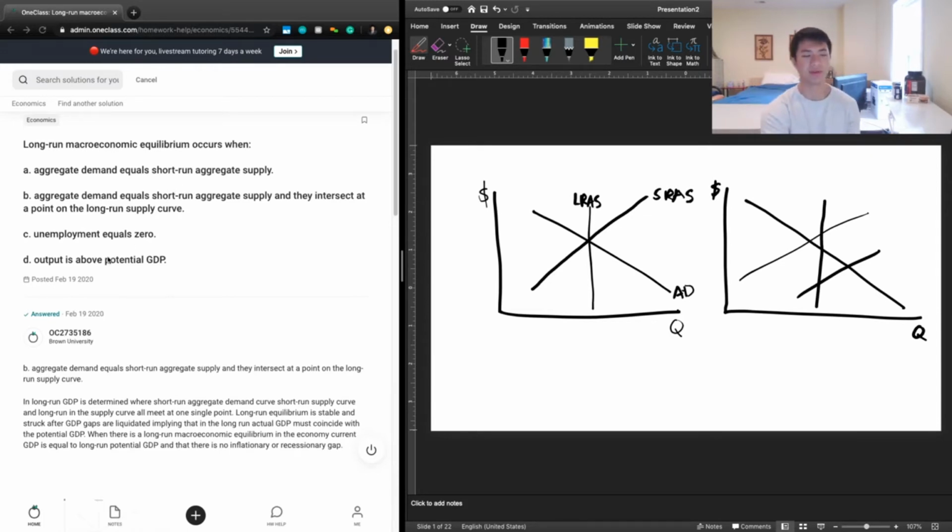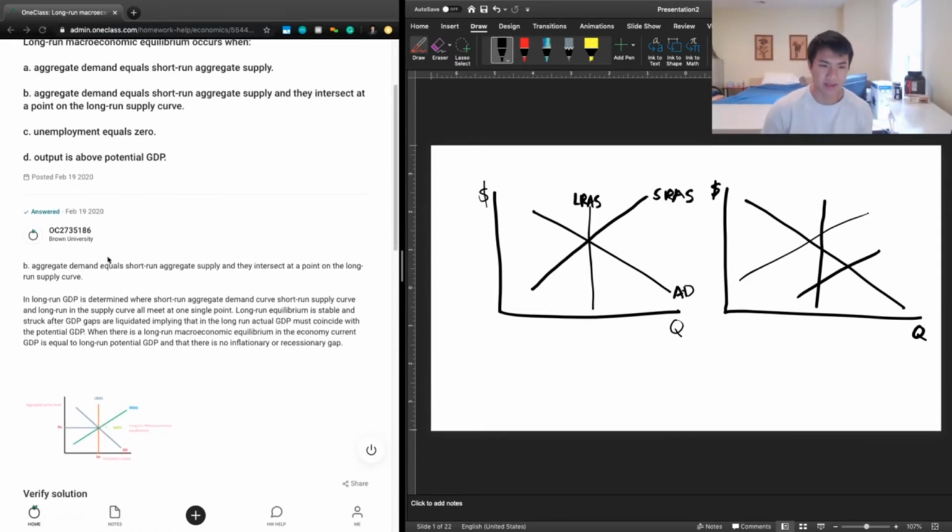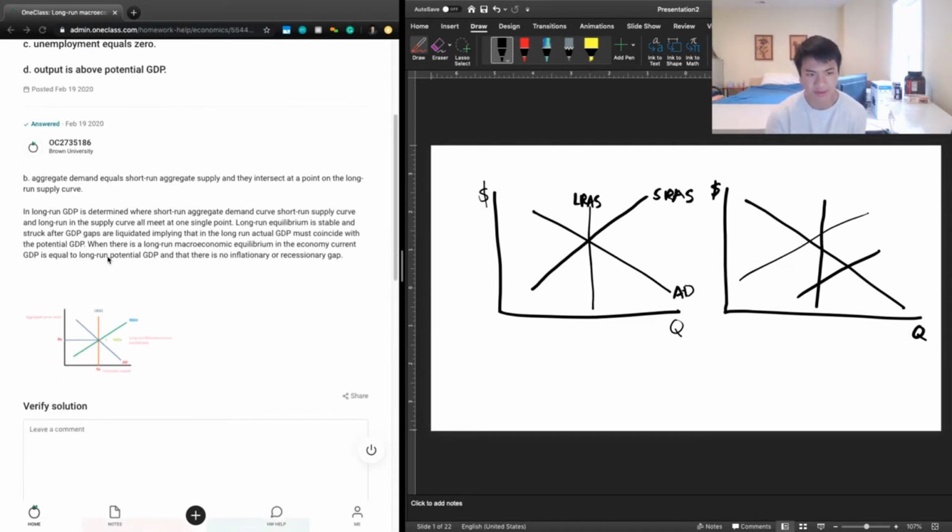So let's take a look at what the previous tutor said. The previous tutor said B, aggregate demand equals short run aggregate supply, and they intersect at a point on the long run supply curve. And they said in the long run, GDP is determined where the short run aggregate demand curve, short run supply curve, and long run supply curve all meet at one single point. Long run equilibrium is stable and struck after GDP gaps are liquidated, implying that in the long run actual GDP must coincide with potential GDP. When there's a long-run macroeconomic equilibrium in the current economy, current GDP is equal to long-run potential GDP, and there is no inflation. Okay, so some grammar issues.